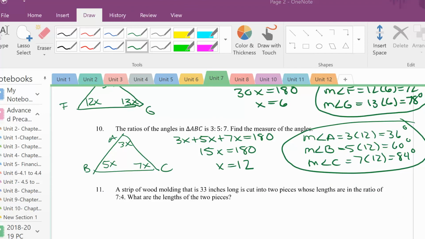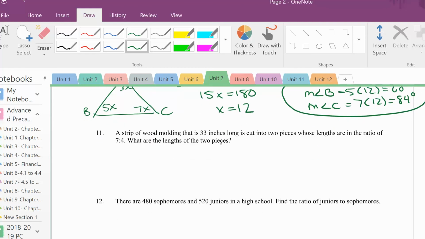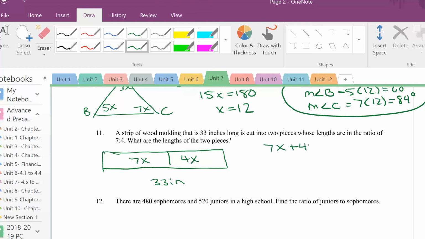All right, so there are the answers for number 10. Look it over. So for number 11, a strip of wood molding is 33 inches long. So the whole strip of wood is 33 inches. And it's cut into two pieces whose lengths are in the ratio 7 to 4. So you have 7x and you have 4x. But if you add them together, 7x plus 4x equals 33.